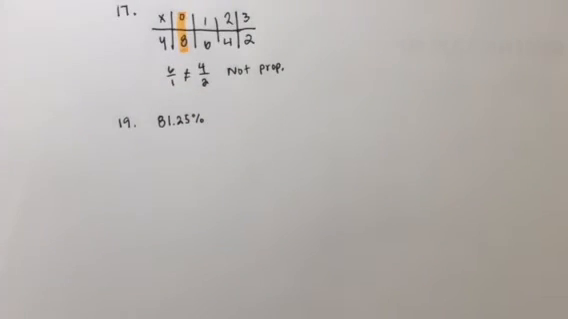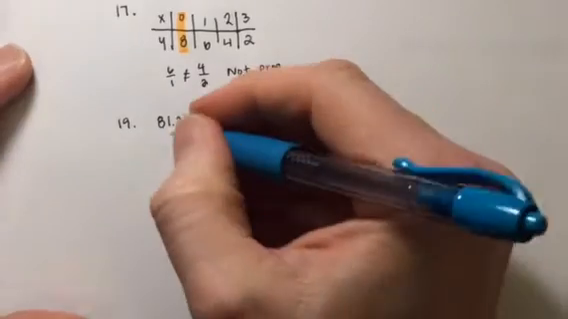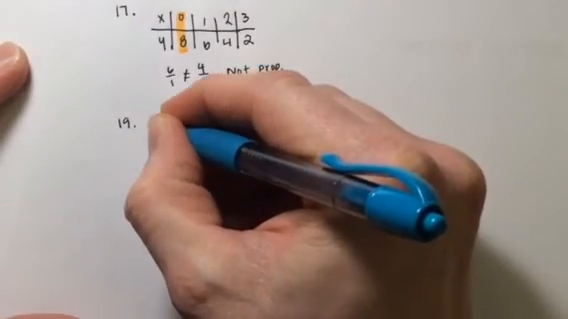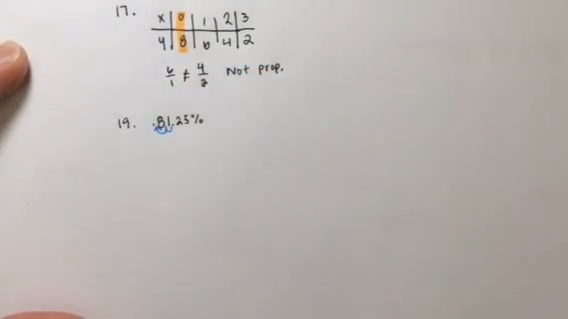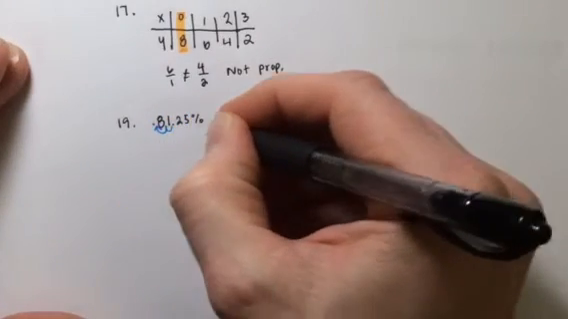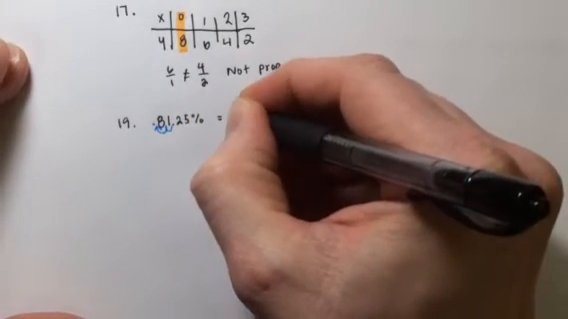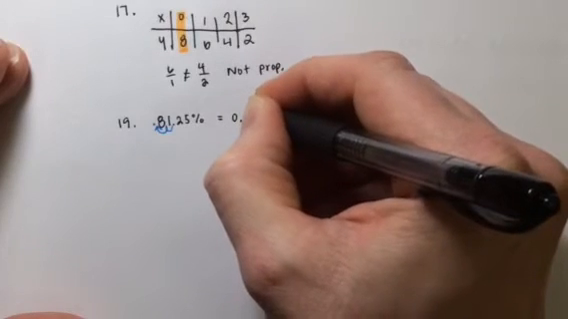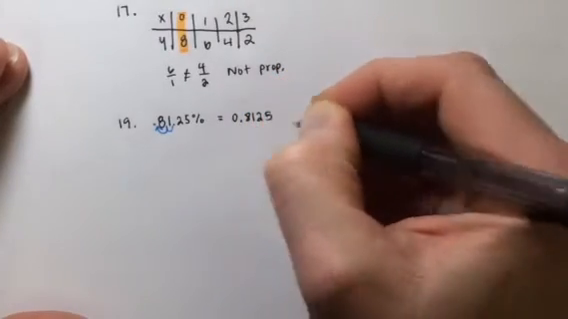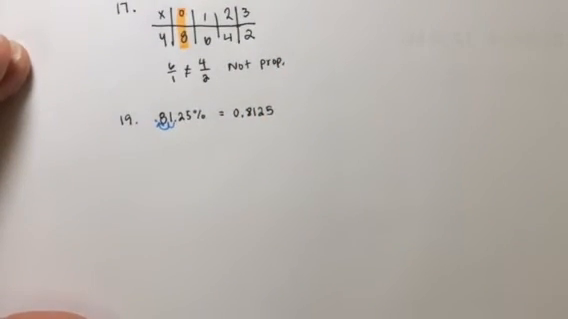All right, so the first thing we want to do is, if it's in percent form, the easy way to do this would be to move the decimal 2 spots to the left, and now it is in decimal form. So 81.25% would be equal to 0.8125. That is 8,125 10,000ths.